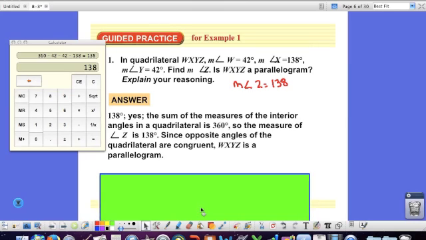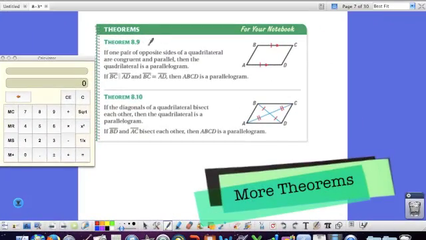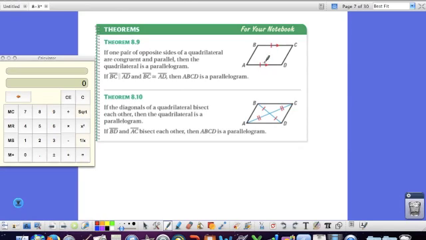I think you don't use theorem 8.7 or 8.8. You want to actually use the words. Theorem 8.9, if one pair of opposite sides of a quadrilateral are congruent and parallel, then the quadrilateral is a parallelogram. So we've told you if both are parallel, it's a parallelogram. If both are congruent, it's a parallelogram. And now we're telling you if one set of sides are parallel and congruent, it's going to be a parallelogram. It's going to force the other two sides to be parallel and congruent.